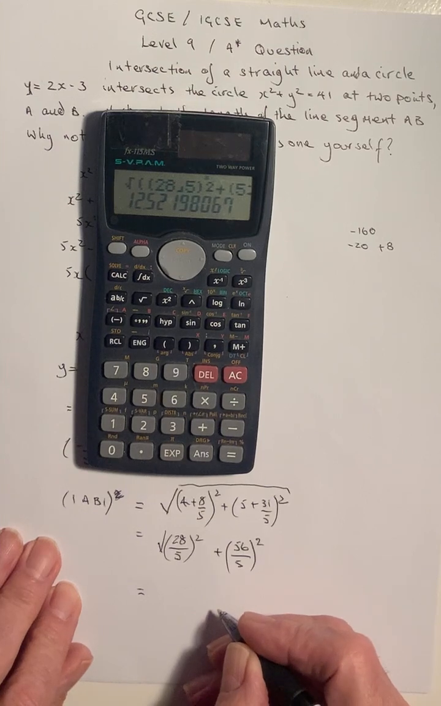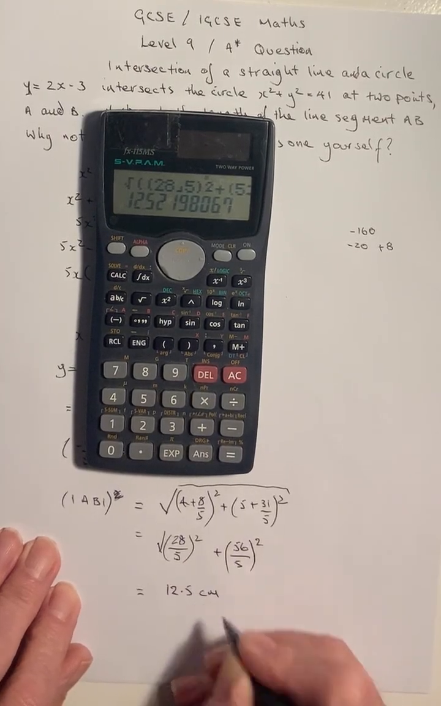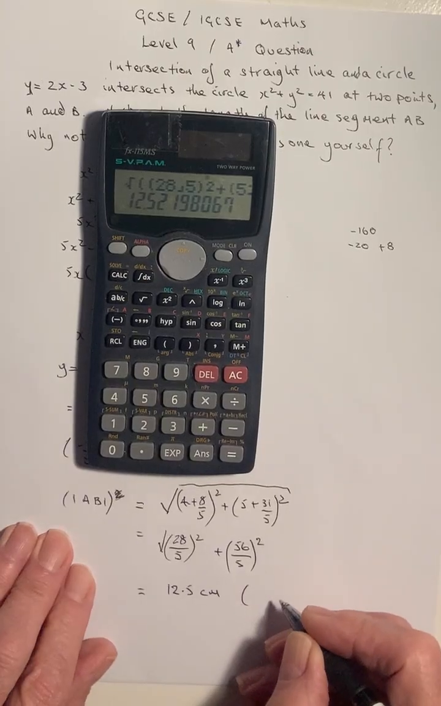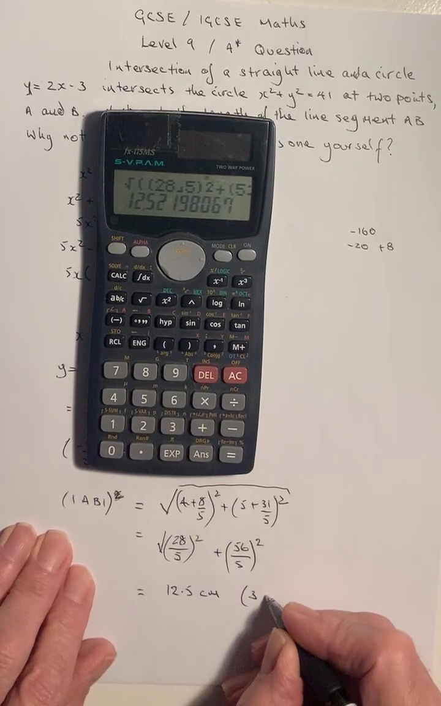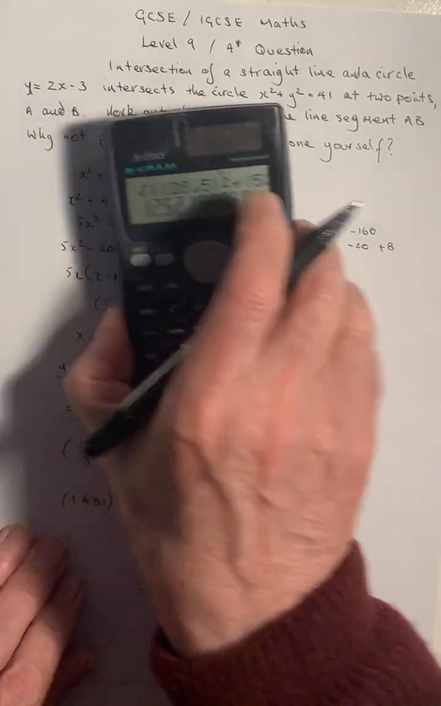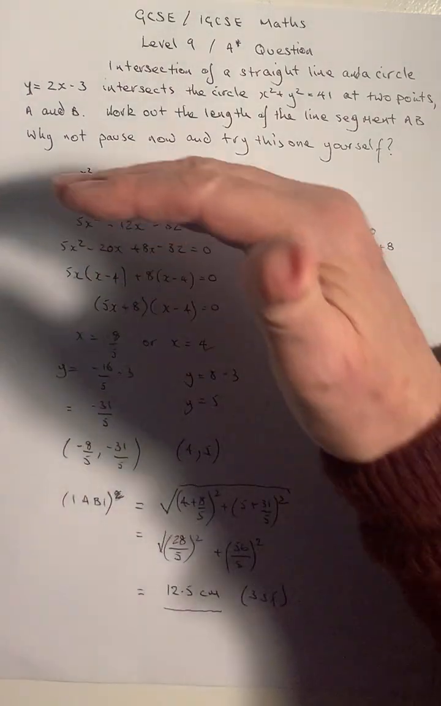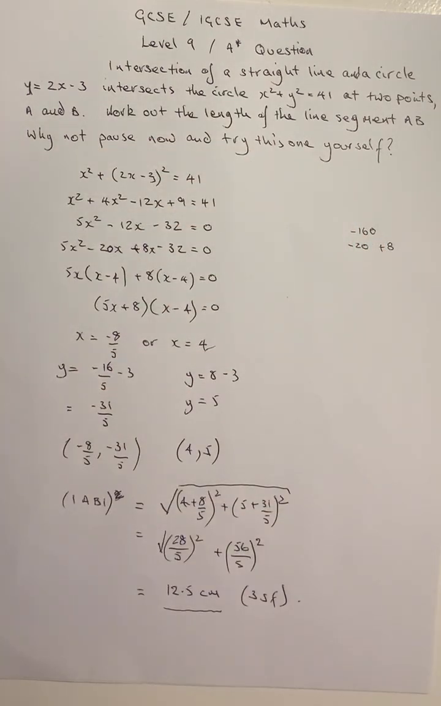and we have the length of our line segment AB is 12.5 centimeters, to 3 significant figures. And that's it. Very, very difficult question to do in an exam, but actually if you just take it step by step, there's only 2 steps in it. That's the first step. This is the second step. This is just solving a fairly difficult quadratic, and this is just Pythagoras.